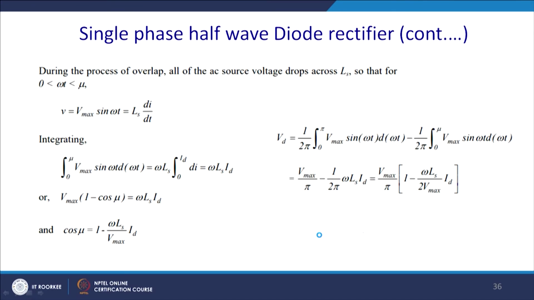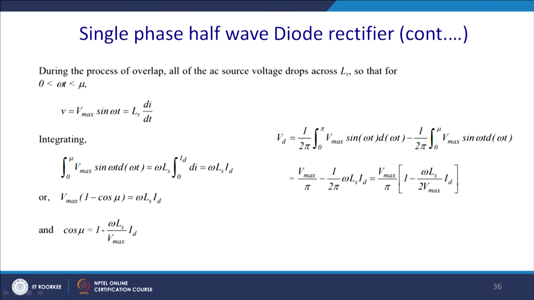So, we can calculate, in the simplest form, Vm sin omega t feeding an L di/dt. While integrating over the time, we essentially get the value of cos mu, and cos mu is equal to 1 minus omega Ls by V max into ID.